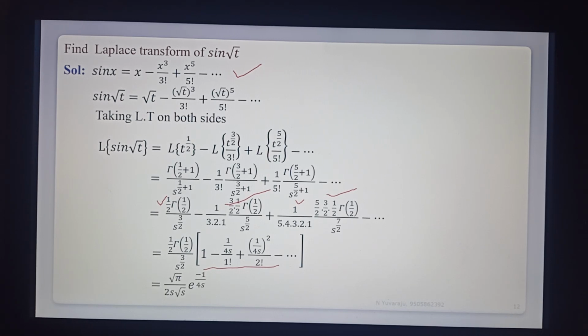So that is root pi. Gamma 1/2 is root pi. So here 1/2 into s power 3/2 means s into root s. So this is the expansion of e power minus x, here with x replaced by 1/4s. Okay? So this is the required value of the given function. Okay, this is an important question.